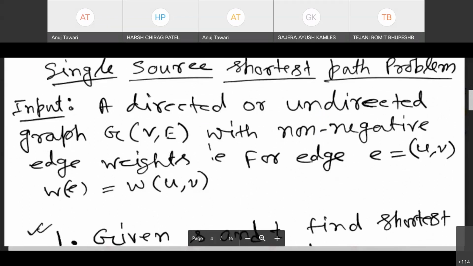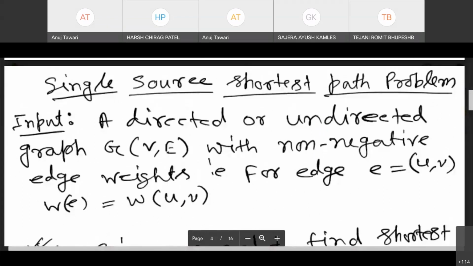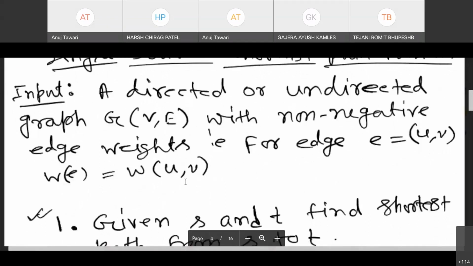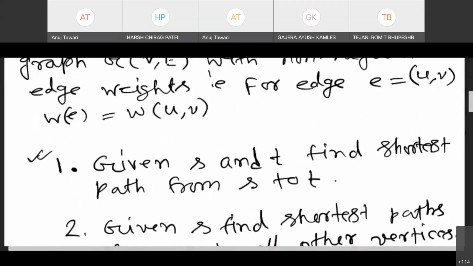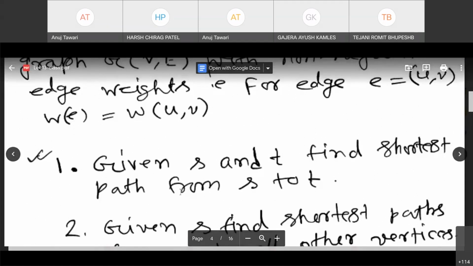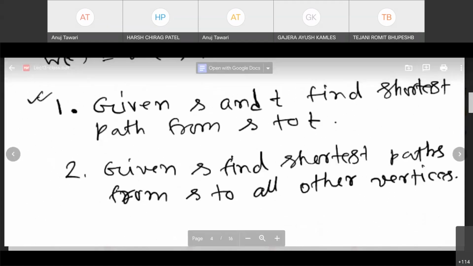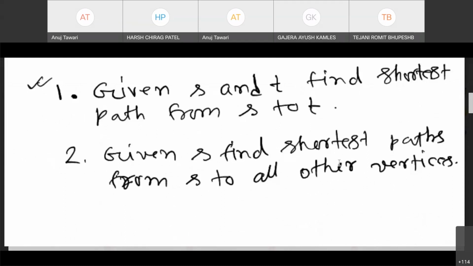And this is the second problem we're looking at, which is the single source shortest path problem. Again, the same setting: you are given a directed or undirected graph G with non-negative edge weights. So there might be restrictions on certain edge weights. There we were looking at real valued edge weights. Here we are strictly focusing on non-negative edge weights. One problem we saw before was, given S and T, find the shortest path from S to T. Now for the single source shortest path, we are given S and we want to find the shortest path from S to all other vertices.